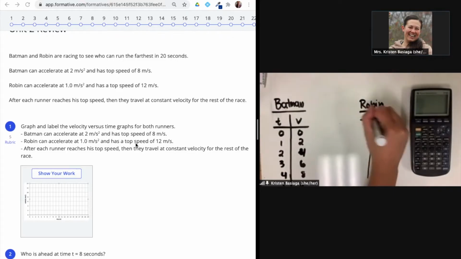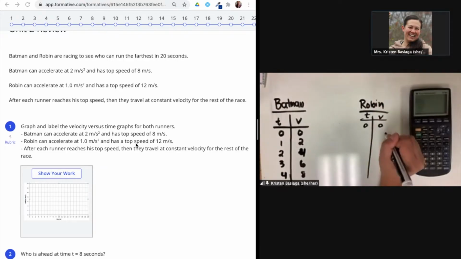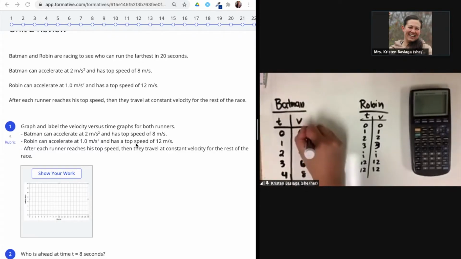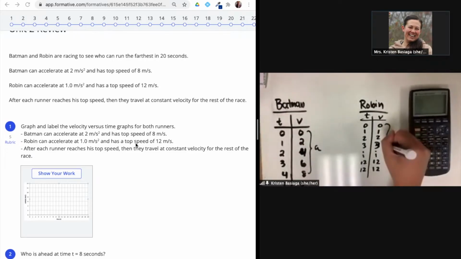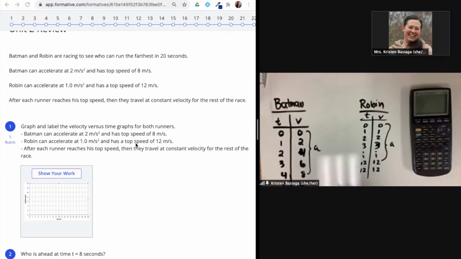Robin, on the other hand, starts at rest as well, but only accelerates at 1 meter per second. So for each second of time that passes, he goes 1 meter per second faster, all the way up to 12 meters per second. After that, he runs at constant velocity too. Notice for both runners, Batman and Robin, you have a section where they accelerate, but then a section where they travel at constant velocity. So my graphs for this are greatly helped by doing this workout for the T-chart ahead of time.